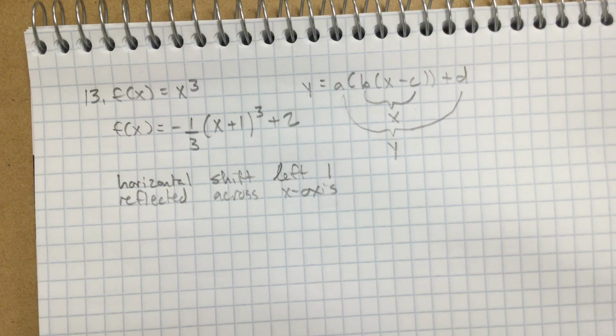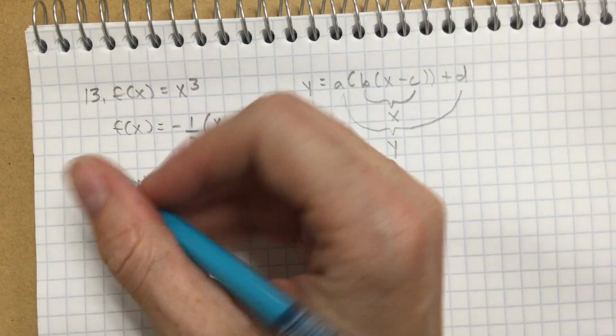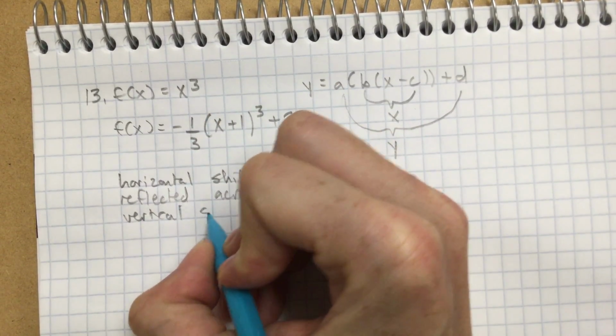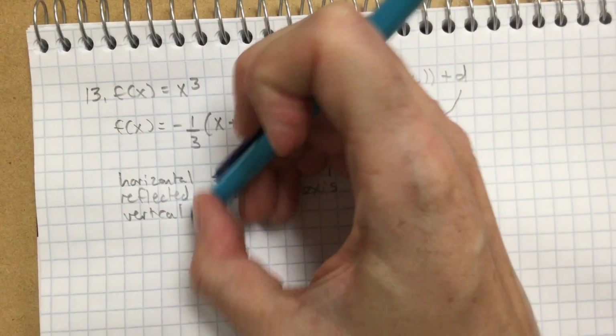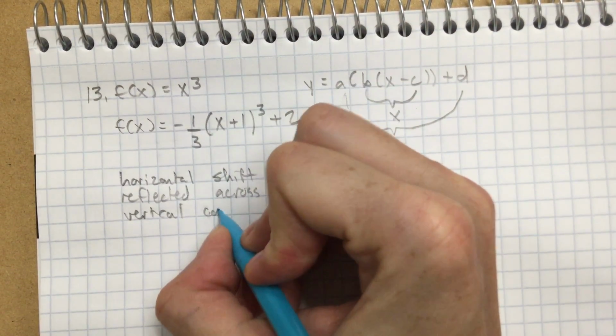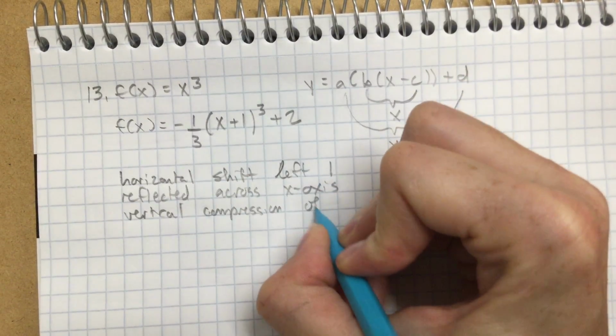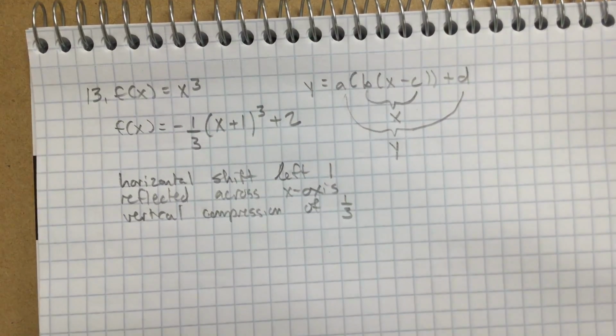So then we have our 1/3. So y's go up and down. They go vertically. So what I have is something vertically happening. So I have a vertical stretch. Nope, lied. Vertical compression of 1/3.